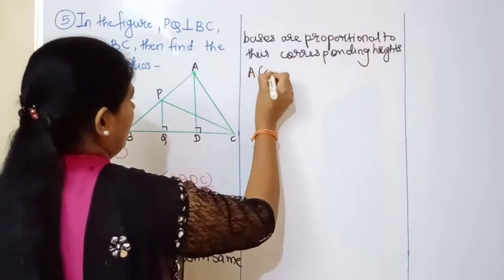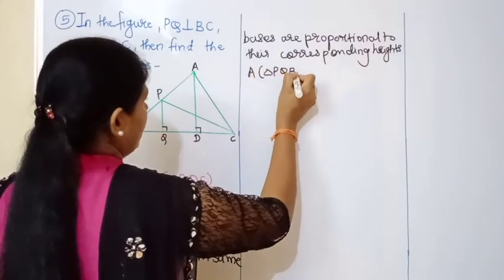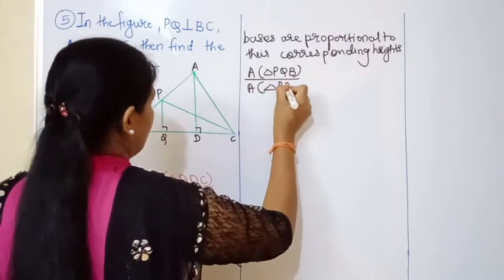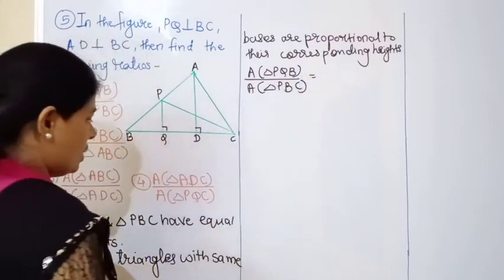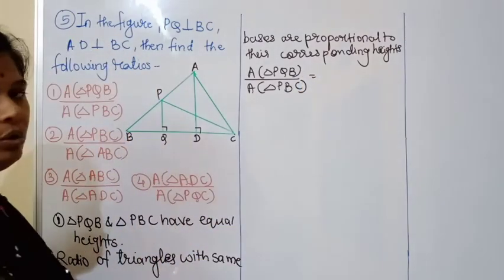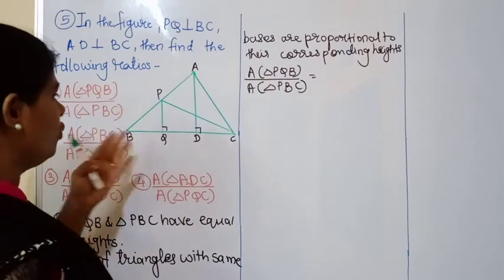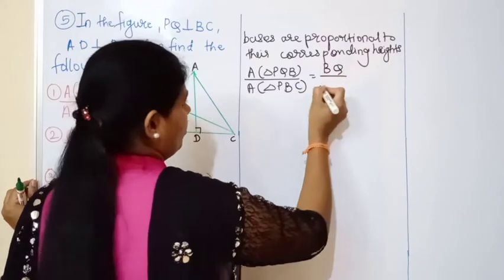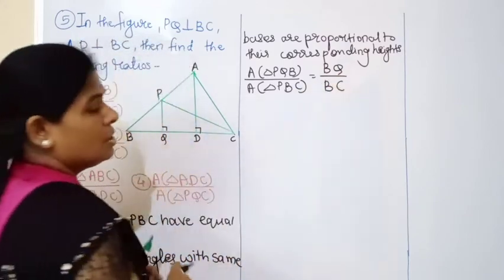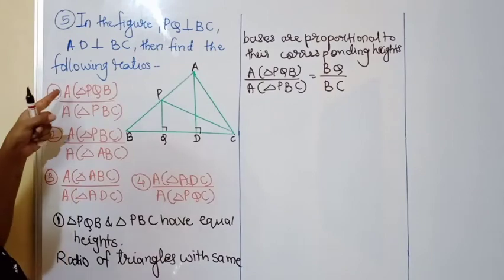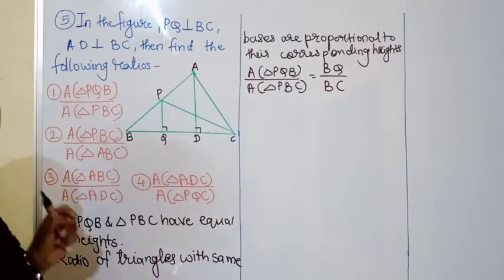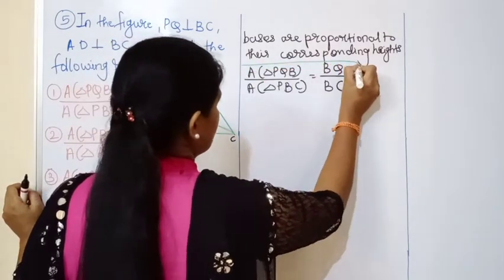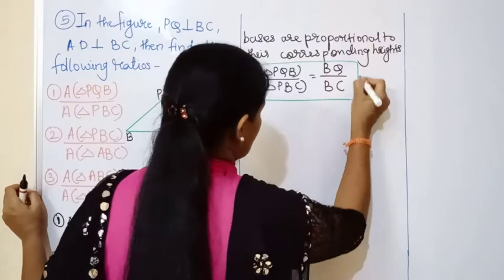Area of triangle PQB upon area of triangle PBC. Okay. There, what is the same? Height is the same. So we are going to consider the base. What is the base of PQB? Base of PQB is BQ. And base of PBC is BC. So this will be our first ratio, that is area of triangle PQB upon area of triangle PBC equal to BQ upon BC. Okay, so this is the first ratio.